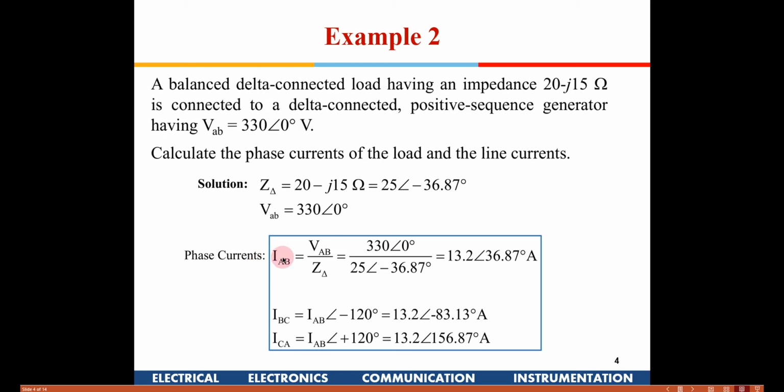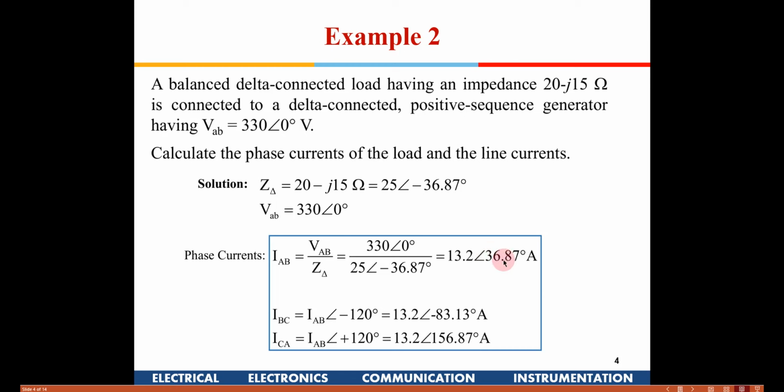So now I have to find out the current, and since it's delta connected, the entire line voltage will be available across Z. So VAB divided by Z. VAB we have taken as reference, at 0 degrees here. So that becomes 0 here, and you divide by this.